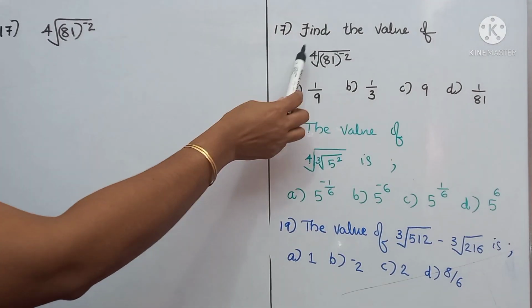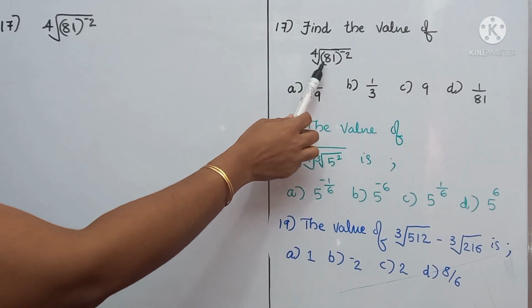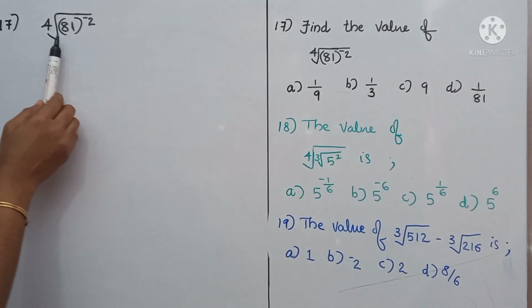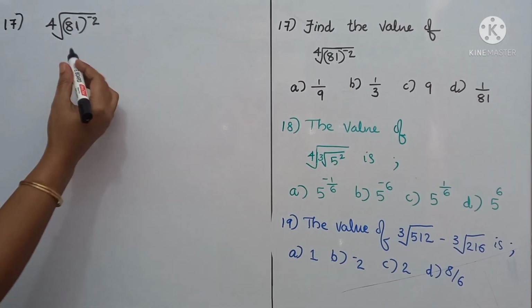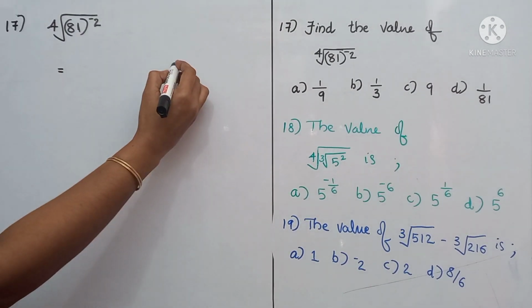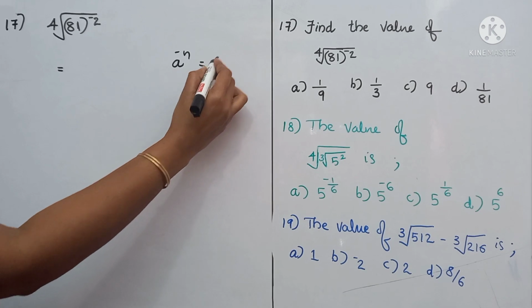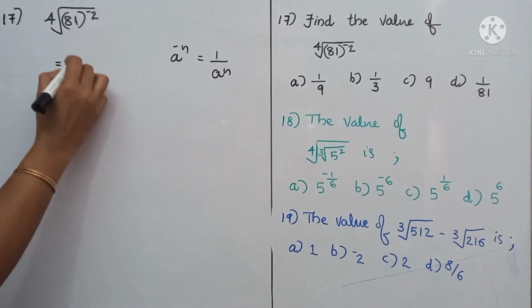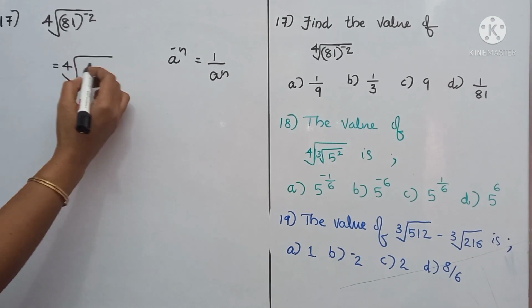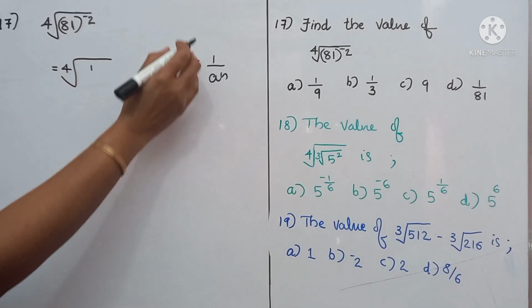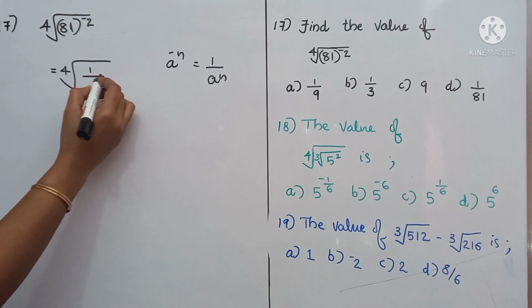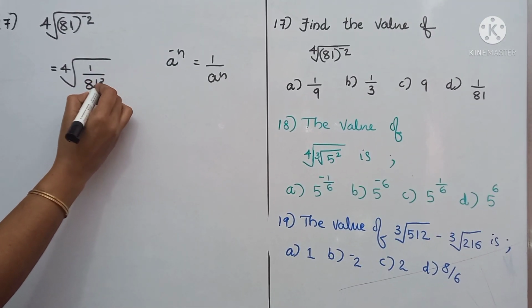Question number 17. Find the value of fourth root of 81 raised to minus 2. We have to solve this. Fourth root of 81 raised to minus 2 can be written as, we know a raised to minus n is equal to 1 by a raised to n. So we are applying here fourth root of 81 raised to minus 2. After applying this law, a raised to minus n is equal to 1 by a raised to n, it becomes 1 by 81 square.